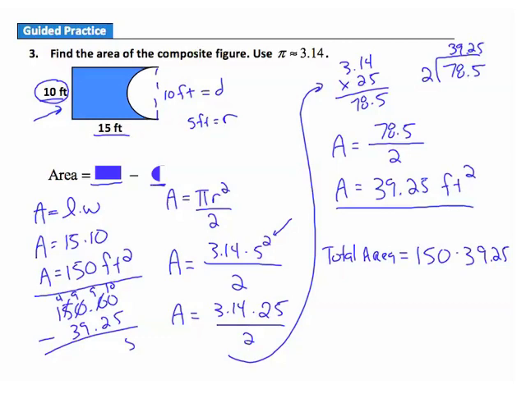10 minus 5 is 5. 9 minus 2 is 7. Bring down the decimal point. 9 minus 9 is 0. 4 minus 3 is 1, and 1. So it looks like then our total area is going to be 110.75, and that is square feet.